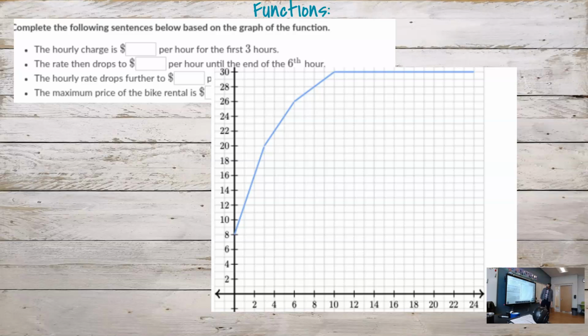Okay. So for the first 3 hours, figure out your slope. Rise over run. Well, 12 over 3, so $4 an hour, right? Our slope is $4 an hour. Sorry, I should really use a pen. Writing with my finger doesn't work as well.